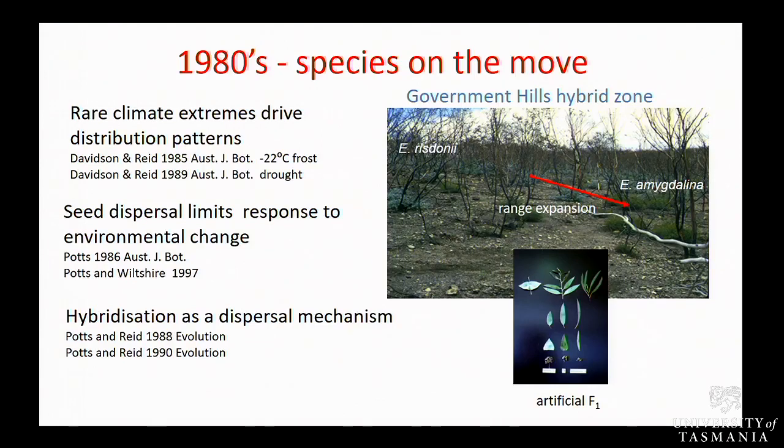Firstly, the studies by Neil Davidson really emphasised the importance of rare, extreme climatic events in shaping the distribution of our species boundaries. He, for example, looked at the consequences of a -22 frost in the subalpine plateau off the edge of Mount Wellington. That was the lowest temperature that had ever been recorded in Australia at that point in time. And the effect that that had on the species boundaries was really quite dramatic.